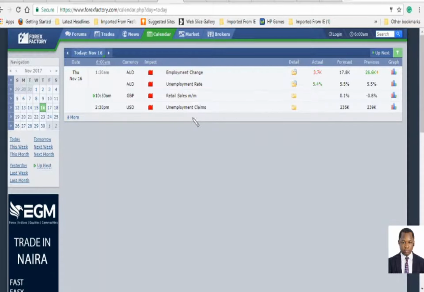Now we are expecting two more high impact news announcements, one from the sterling pound retail sales and the other from the American dollar. So you want to be careful trading all sterling pound and American dollar crosses for today.